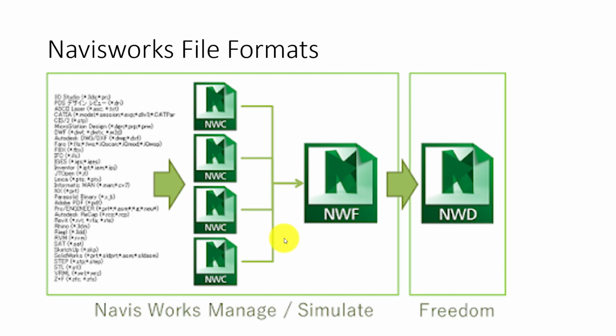So that is okay. Then what is NWD? That is the Navisworks document. That is a simple combination of NWC and NWF. Both combined will create an NWD. So now, the Navisworks document, I guess you will be a little bit confused.